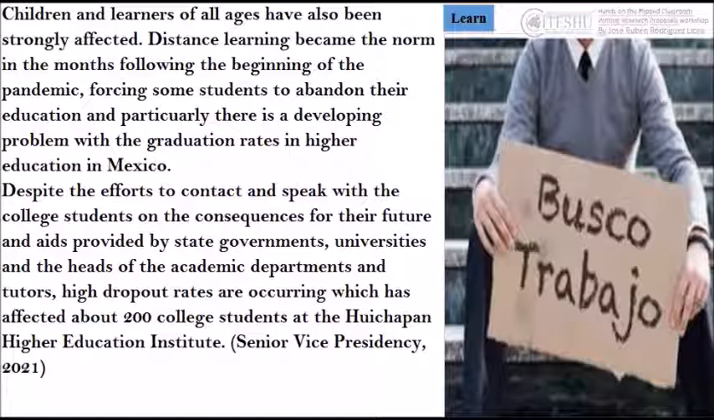Despite the efforts to contact and speak with the college students on the consequences for their future, and aids provided by state governments, universities and the heads of the academic departments and tutors, high dropout rates are occurring, which has affected about 200 college students at the Huichapan Higher Education Institute. Senior Vice Presidency, 2021.